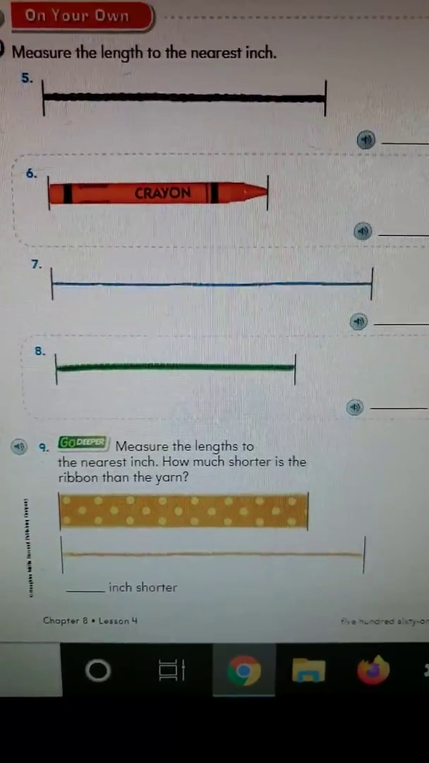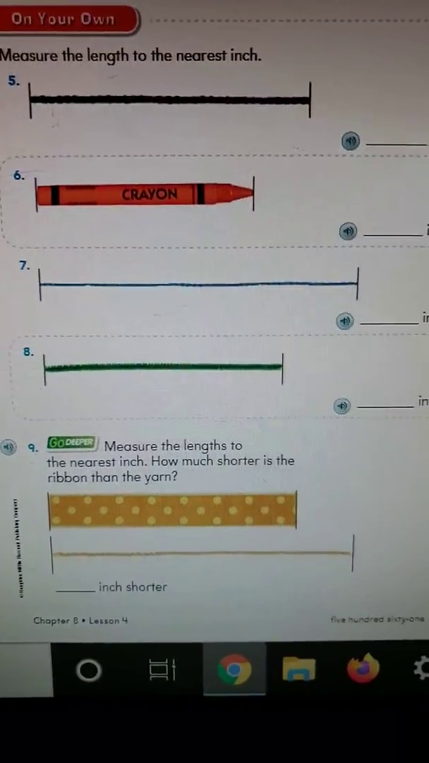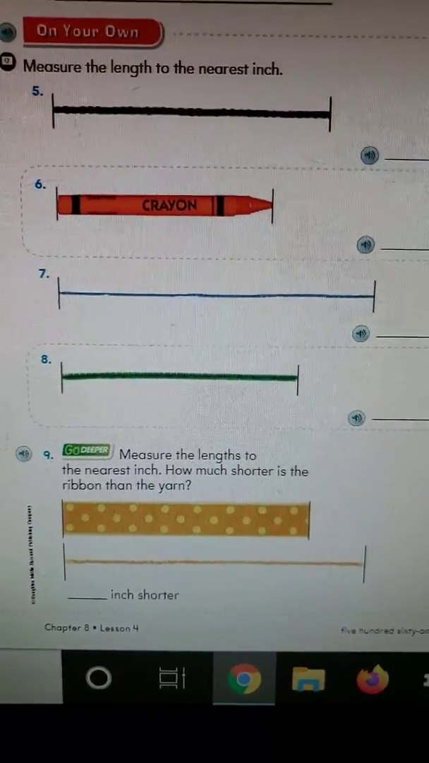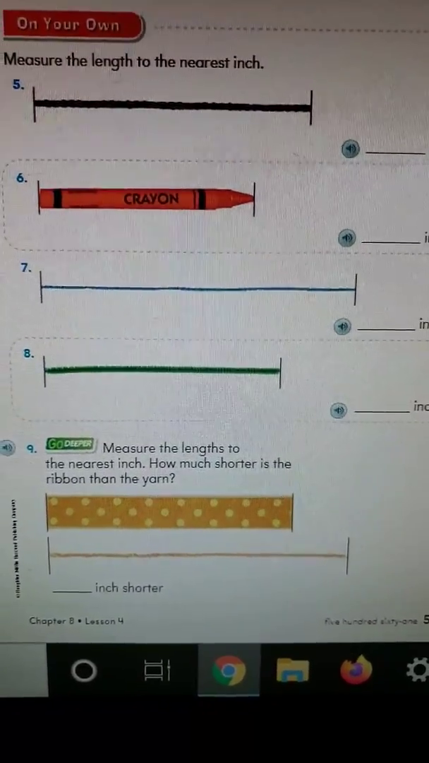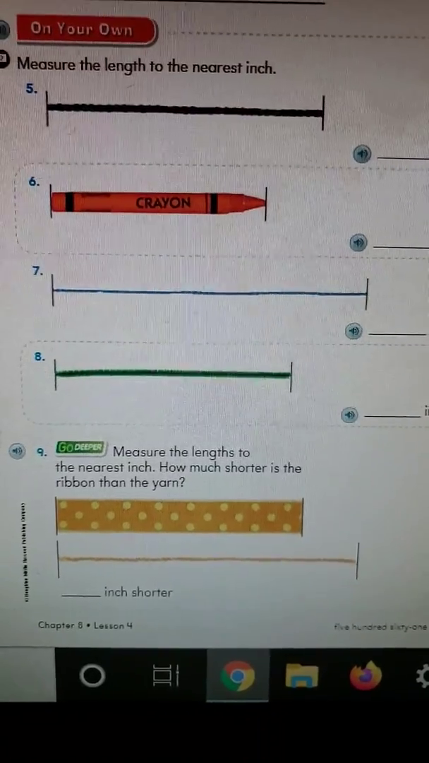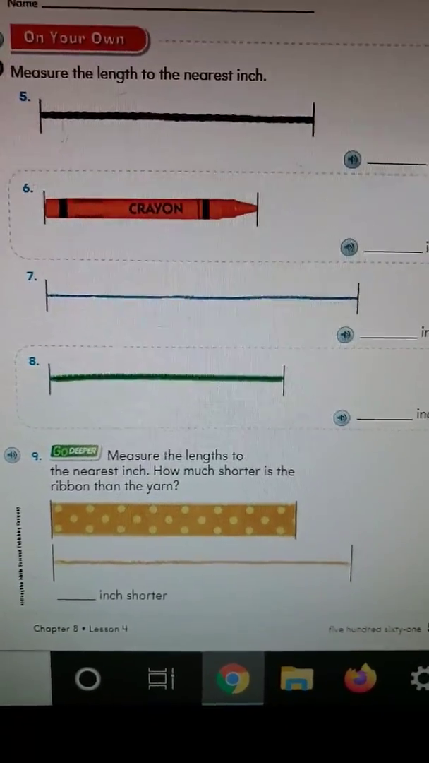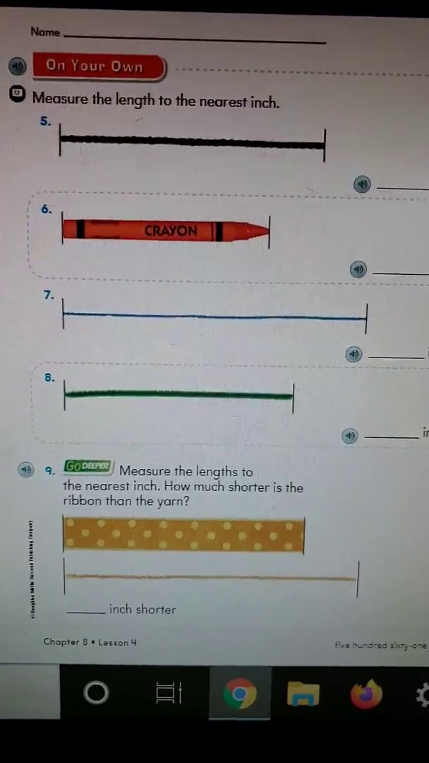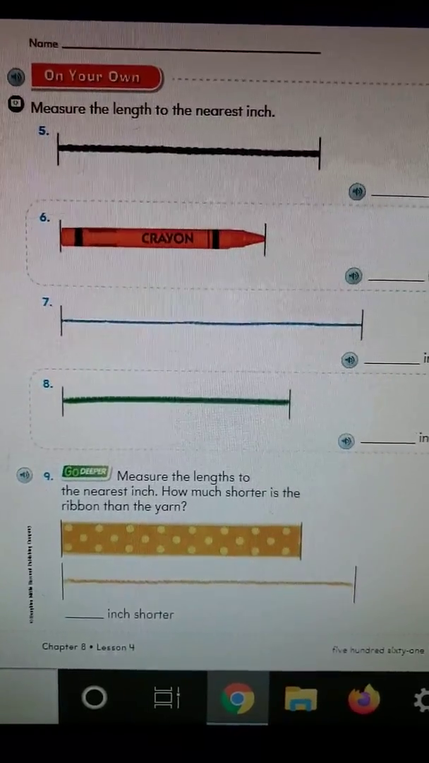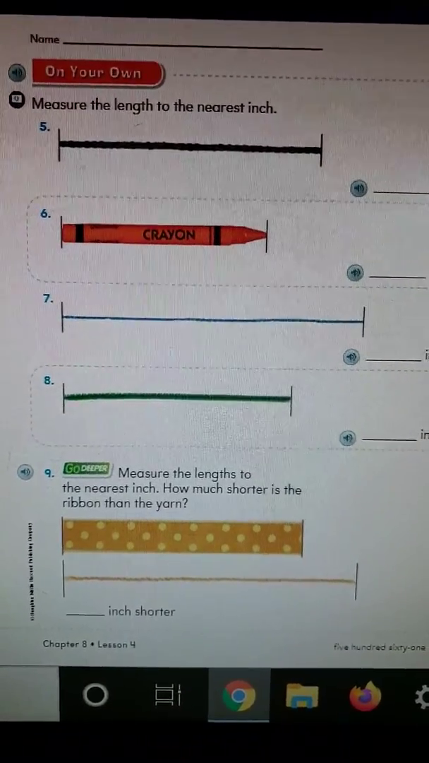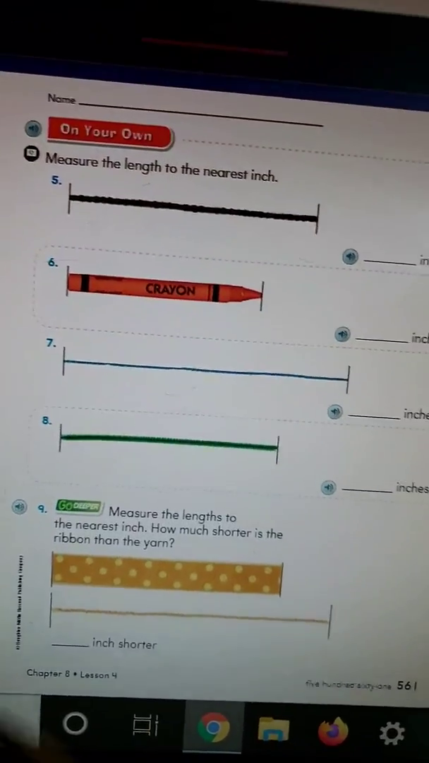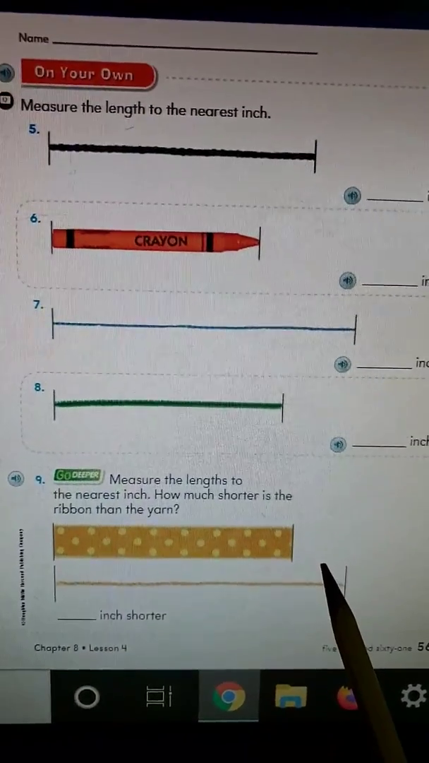How much shorter is the ribbon than the yarn? So first of all, when we're talking difference, how much shorter? What does difference mean? Go back and remember your math terms. Difference is the answer to a subtraction problem. So I'm going to look at the string and measure that.